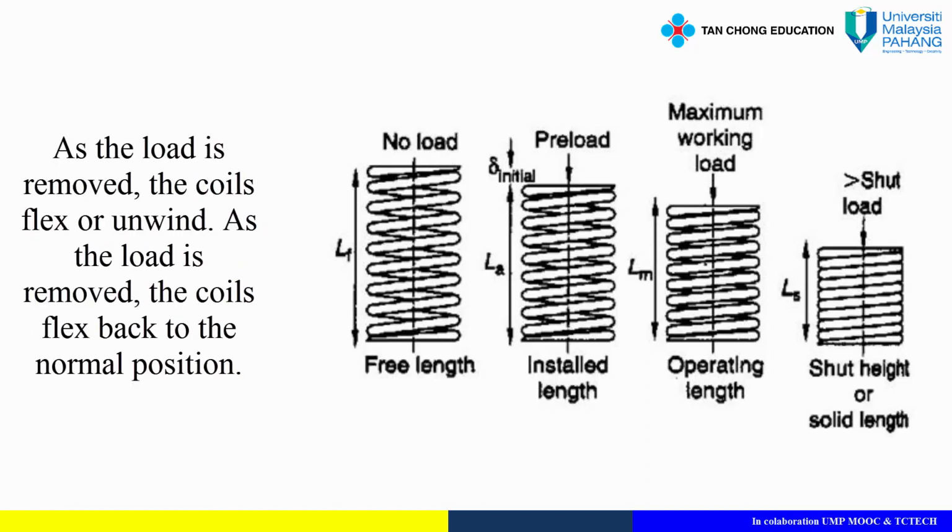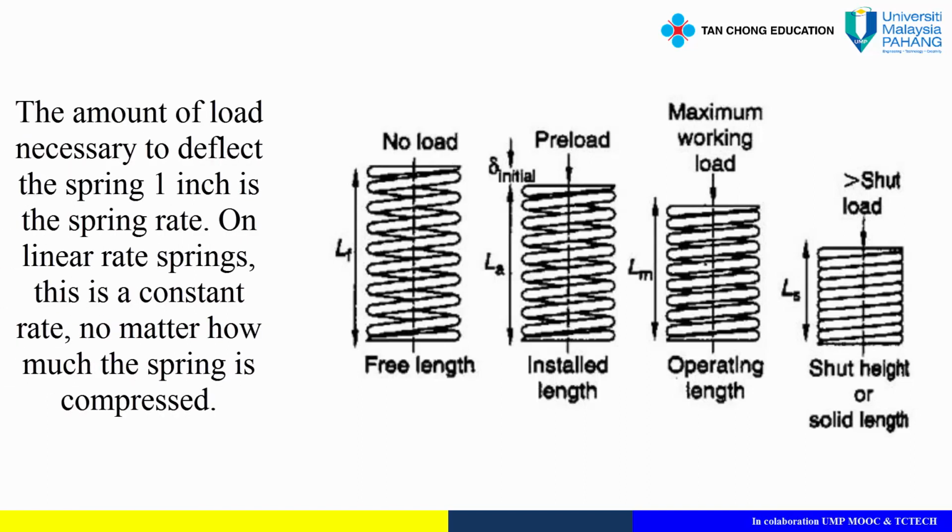As the load is removed, the coils flex, or unwind. As the load is removed, the coils flex back to the normal position. The amount of load necessary to deflect the spring 1 inch is the spring rate. On linear rate springs, this is a constant rate, no matter how much the spring is compressed.